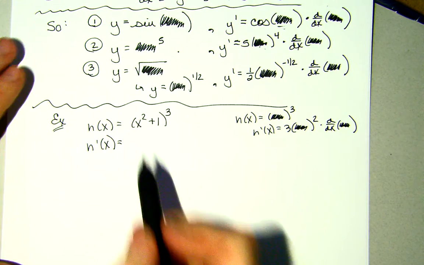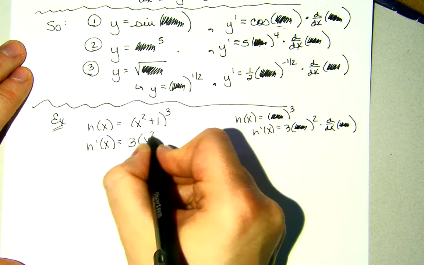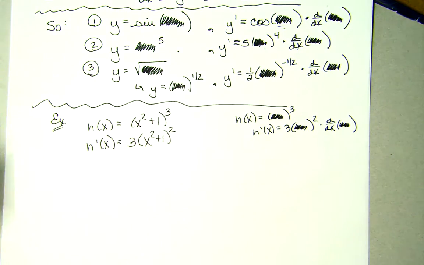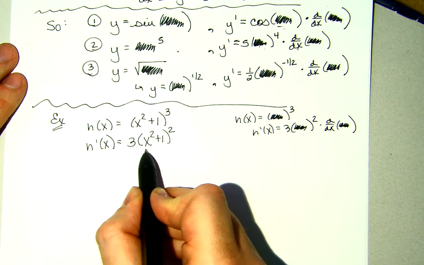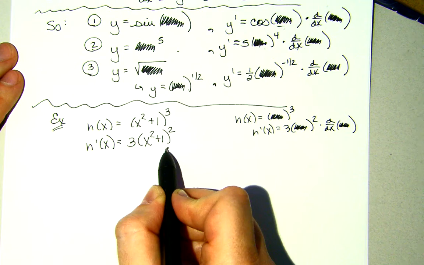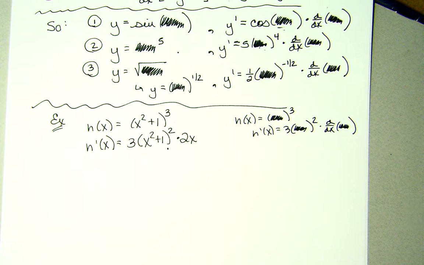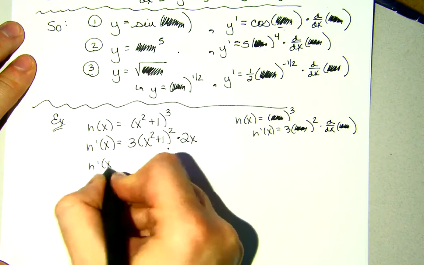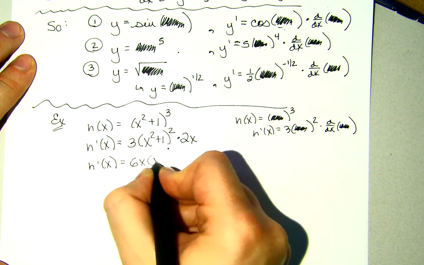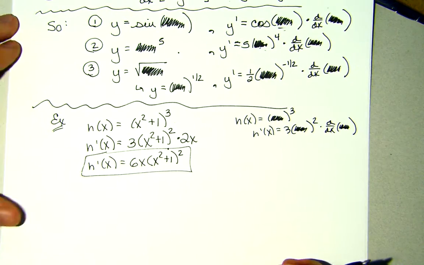For this problem, I want to take care of that outside function, that cube. That 3 is going out front. I'm going to get 3 times x squared plus 1 to the second. That is my f prime of g of x, part of the formula. But the chain rule says I then need to multiply by the derivative of the thing inside. What's the derivative of the thing inside? That's my derivative. I probably shouldn't leave it like that. I should probably write it as h prime of x equals 6x times x squared plus 1 squared. But that's how the chain rule works.